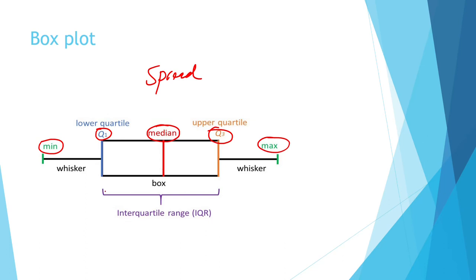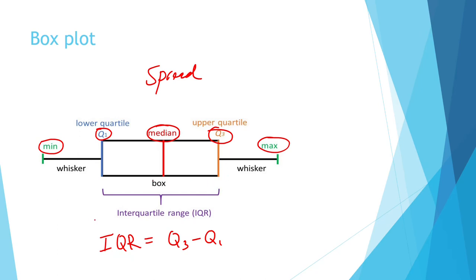We also have the box represents the interquartile range, or IQR. The interquartile range, IQR, is equal to Q3 minus Q1. So to find it, we just need to subtract the first quartile from the third quartile, and that will give us a range for where most of the values are.